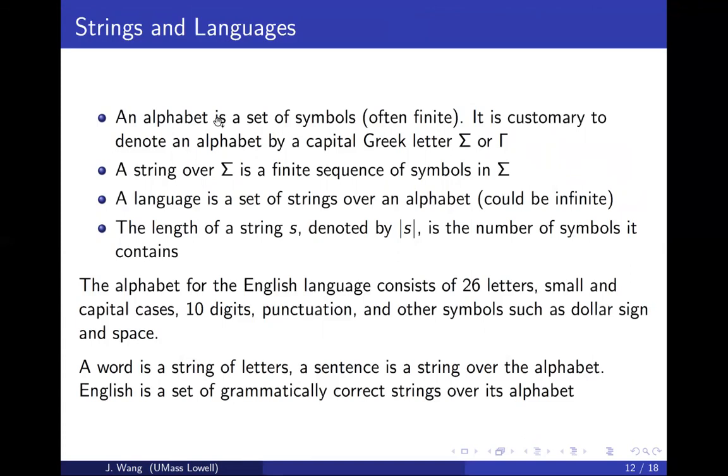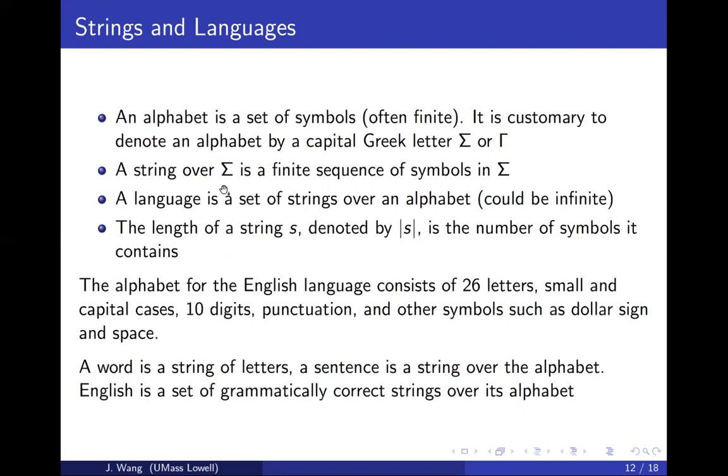So we first define an alphabet. An alphabet is a set of symbols, and this alphabet is often finite. It is customary to denote an alphabet by a capital Greek letter, big sigma or big gamma. It is a set of symbols, just like the English letters, or like digits, punctuations. So these are symbols.